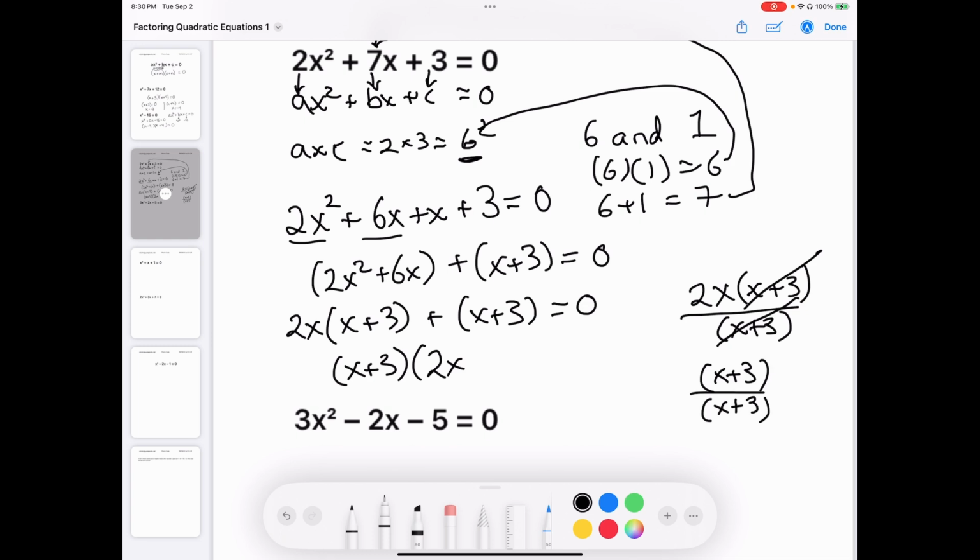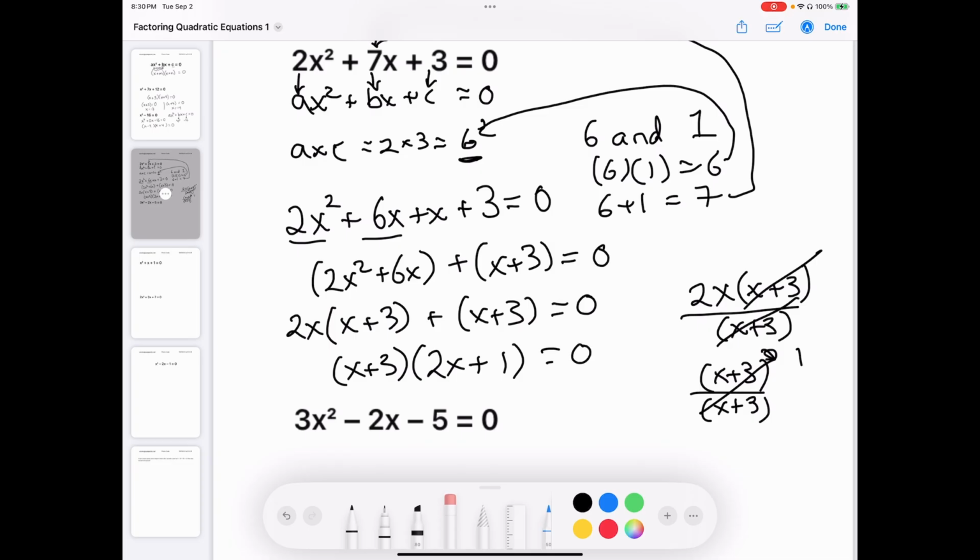Now for the second term, we have x plus 3 divided by x plus 3, the same value on the top and the bottom. So that just evaluates to 1. So that's 2x plus 1, and that's equal to 0. Great.